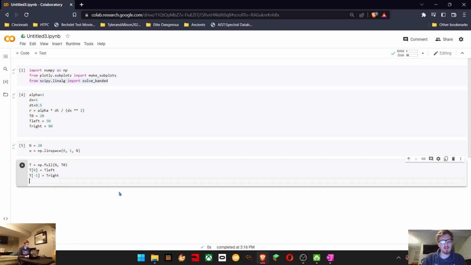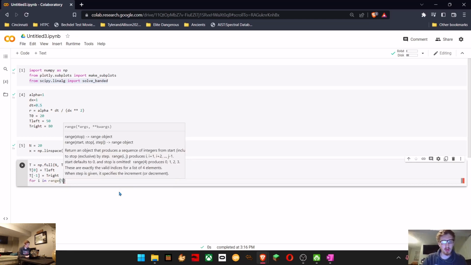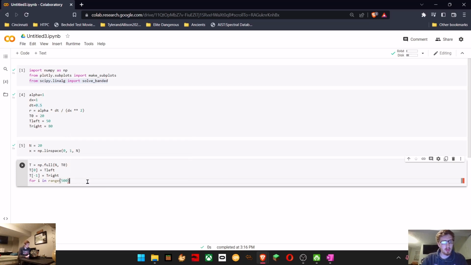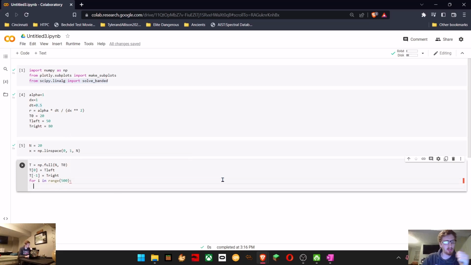And then what we need to do is make a for loop that goes through the equation that we just came up with, and updates those values every time through the for loop. So we're just going to say for i in range 500.